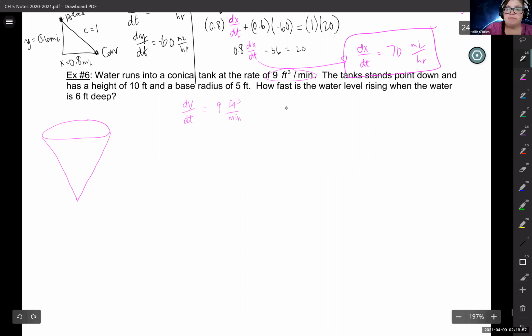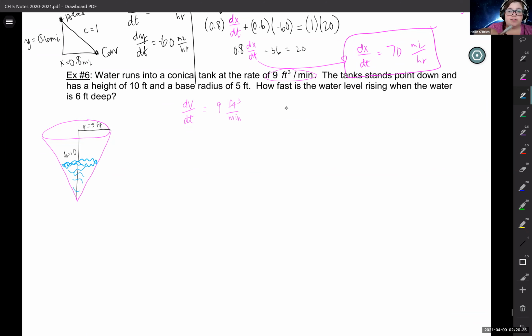The tank stands point down, perfect, height of 10 feet, base radius of 5. Okay, so this radius right here is 5 feet. And the height is 10. Okay. And of course, it wouldn't be a real problem without having some water. All right, so there's water here. And water's flowing in. Okay.